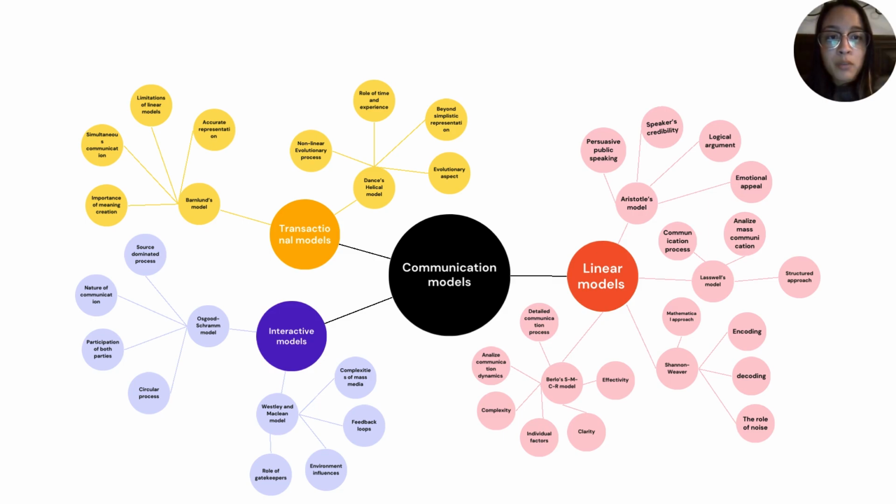Berlo's model of communication describes communication in four steps: source, message, channel, and receiver. It applies to, for example, watching the news on TV.